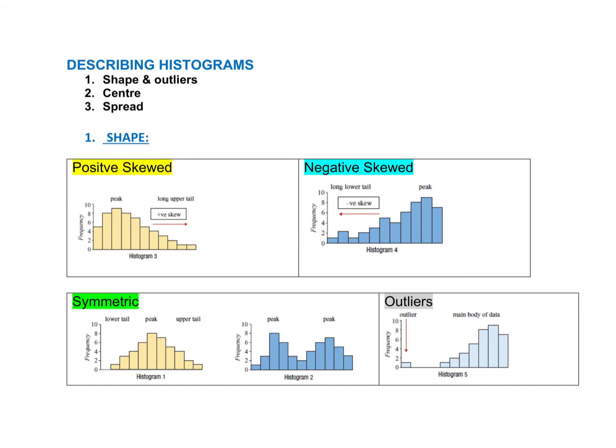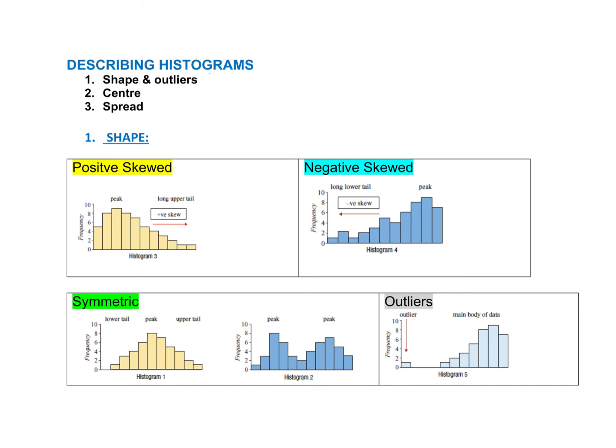Okay, so now we have these histograms, we need to describe them, because that's what they're for: describing what the data tells us. So we're going to be looking at three major things. First, we look at the shape and whether there are any outliers present. So I've got examples here. If we're going to call it positive skewed, that's a shape.